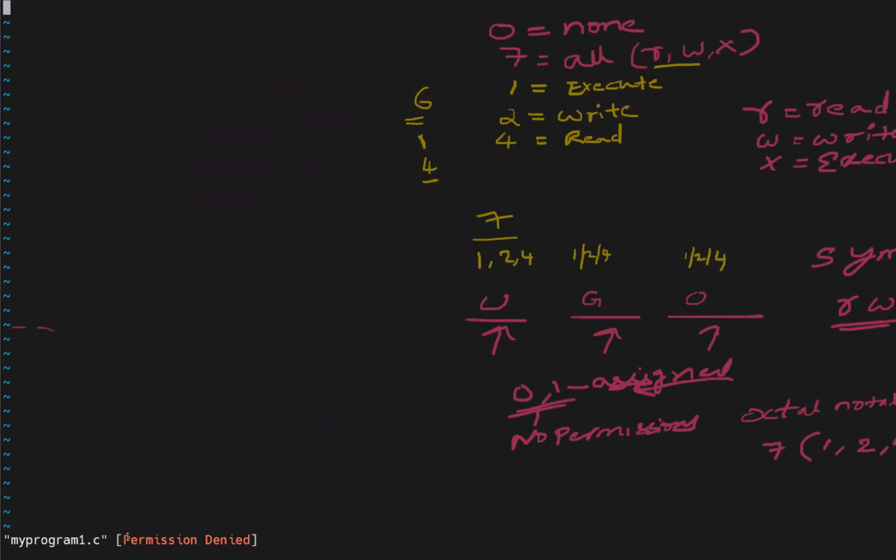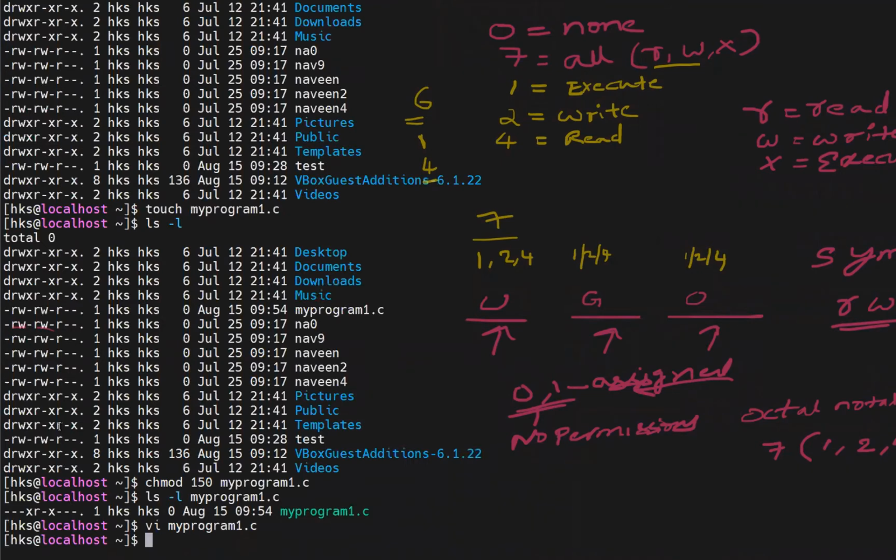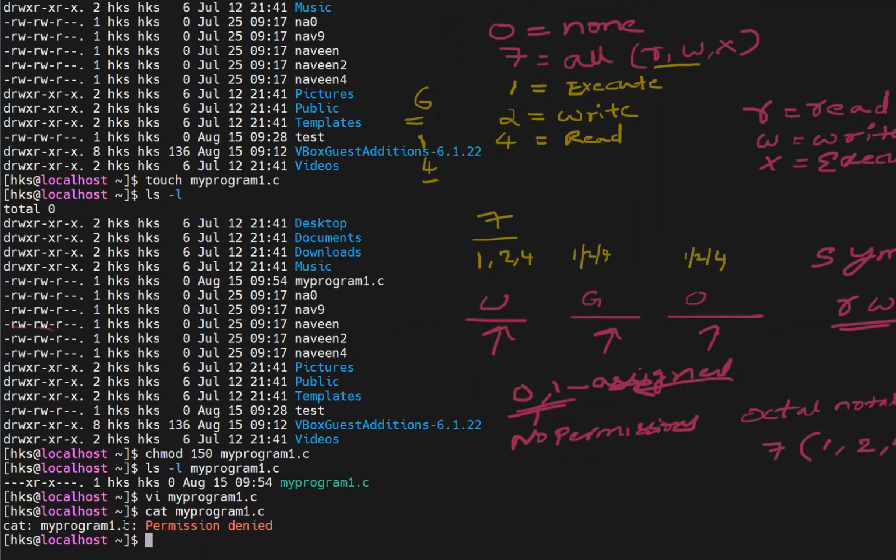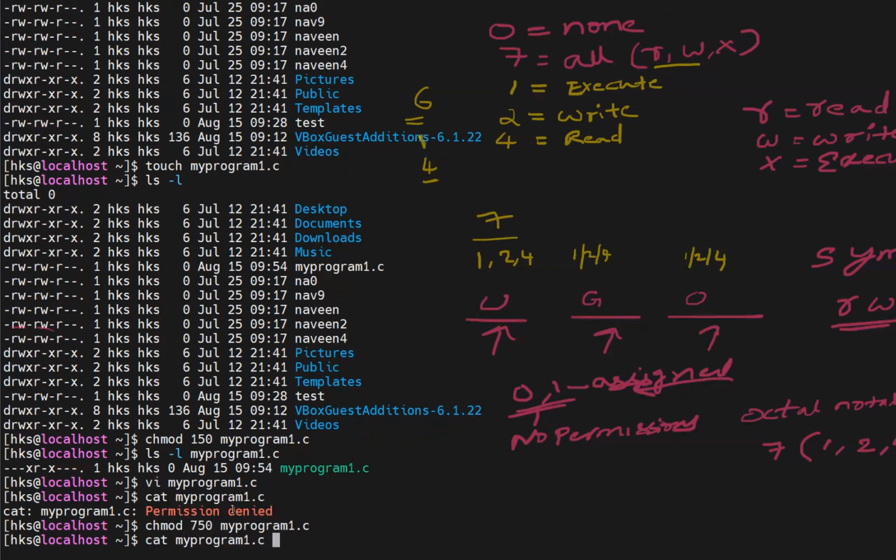Now let's see what it says. Permission denied, right? If I want to type the contents of the file, usually you can say cat, which displays the contents of the file. Permission denied. The reason being, even though I am the user, I set my permissions only to execute, and I cannot do beyond that. I'll change my permissions. I want to get all permissions. I'll say 7.